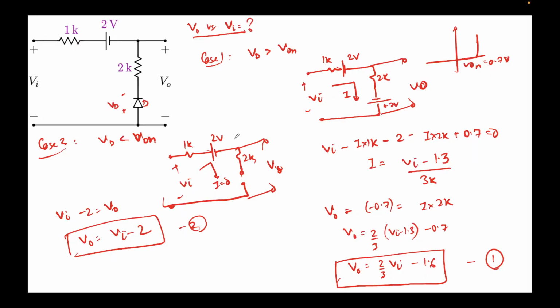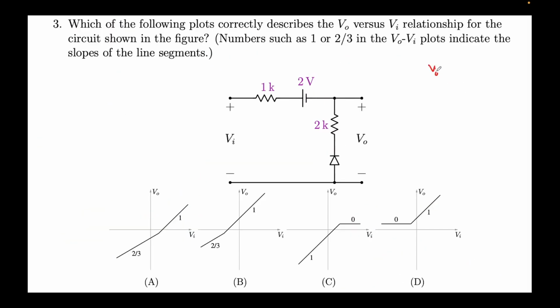Right, let me reproduce these values over here. So V naught is 2 by 3 VI minus 1.6. This is for on. For off, it is V naught equal to VI minus 2. And again we'll assume that if we apply a very large negative voltage, let's say minus 10 volts, the current will flow in this direction, so you can see that this diode will be turned on.